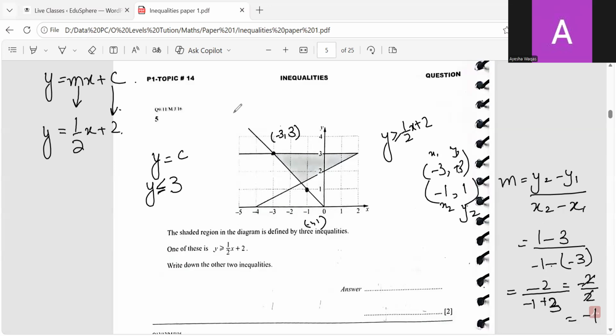So the equation of this line will be y equals -1x plus c, where c is 0. So ultimately, the equation will be y equals -x only. Now we know that this line has the region above it, so the inequality will be y is greater than or equal to -x. So basically, the two inequalities that were required are y is less than or equal to 3, and y is greater than or equal to -x. I hope this is clear to everyone. Thank you for watching this.